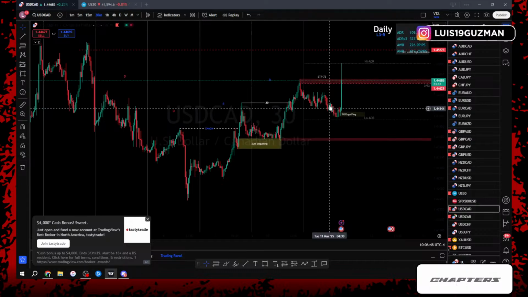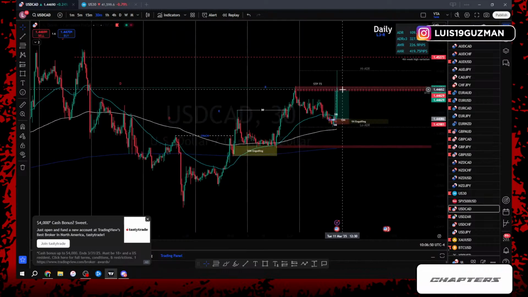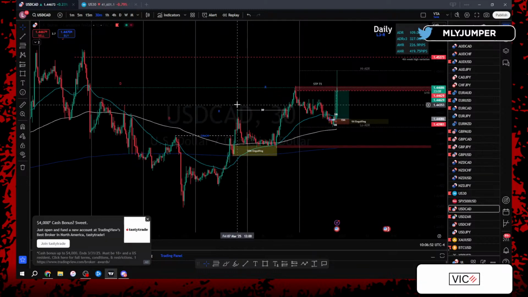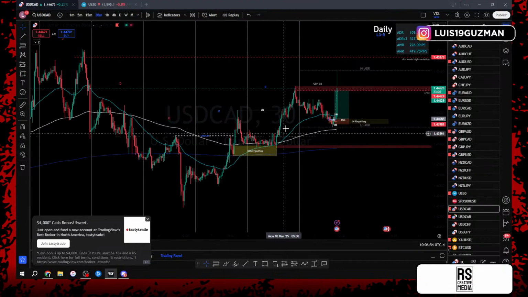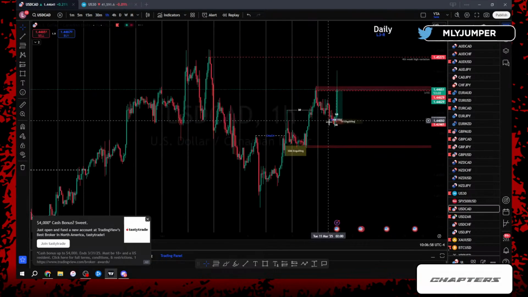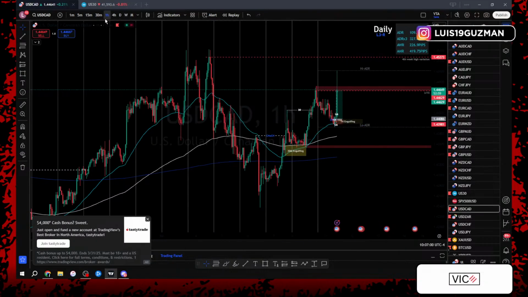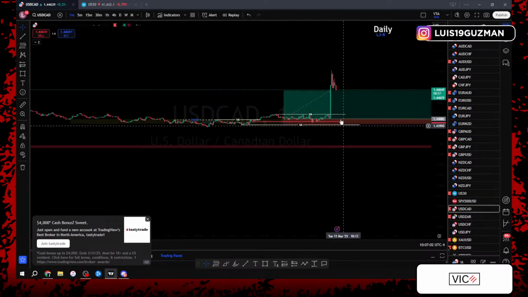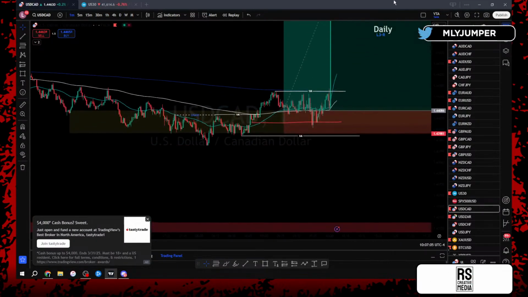USD CAD, obviously the trade that we took, very beautiful, 372, 3rd day high. We had the change of character, we had the break of structure. After the break, we're looking for the retest, right? On the retest, we were bouncing off the 50 EMA on the 1 hour time frame, beautiful.